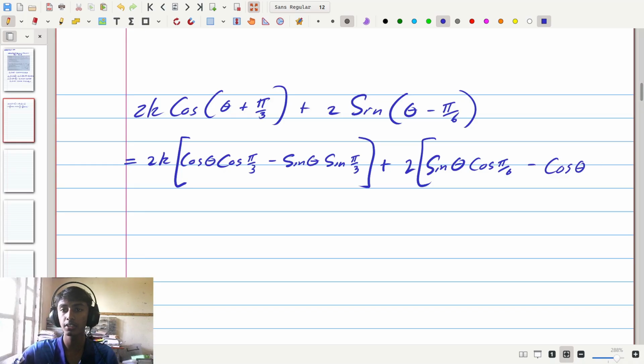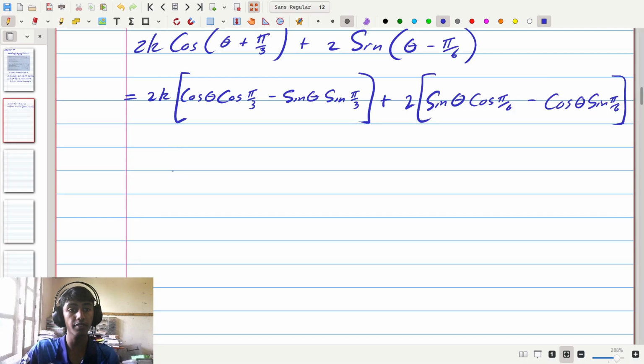Cosine of theta sine of pi by 6. Now, simplifying this down, on the left hand side we have 2k times cosine of theta times the cosine of pi by 3, which is going to be equal to half, minus sine of theta times the sine of pi by 3, which is going to be root 3 over 2. So times root 3 over 2.